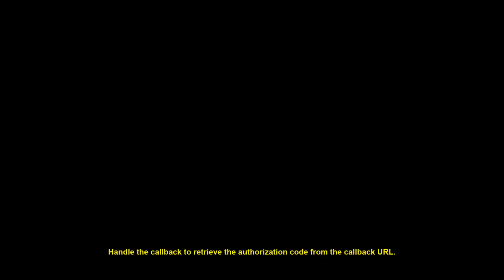Handle the callback to retrieve the authorization code from the callback URL. Exchange the authorization code for an access token using the key and secret. Store the access token securely for making API requests on behalf of the user. You are now set to authorize with Bitbucket Cloud using OAuth consumers.